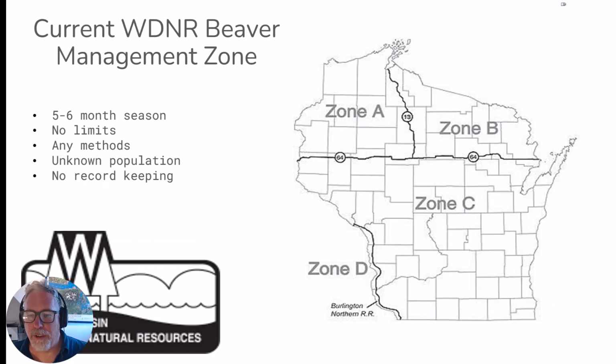So here we're seeing a map of the 4 beaver management zones in Wisconsin. And we can also use this as an example of how Wisconsin is failing in its role as trustee within the public trust doctrine, as most states do, because they don't know the population of the natural capital they have jurisdiction over, nor do they keep records or an inventory of what's killed or harvested. So this results in having just a 5 to 6 month season with no limits on take. Any take methods are allowed. The population is unknown, and there's absolutely no record keeping.